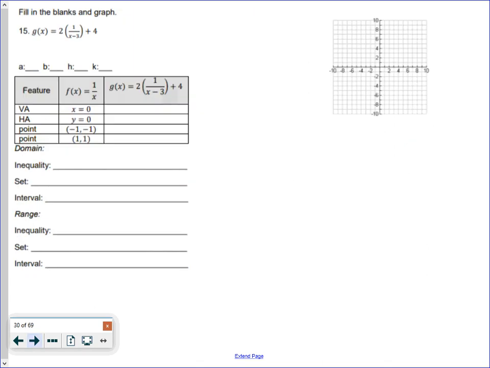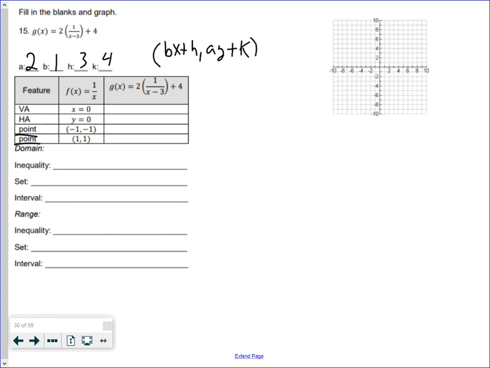All right, let's keep on going. 15, fill in the blanks and graph. We have g of x equals 2 times 1 over x minus 3 plus 4. So our a we see is 2, our b is 1, our h is 3, and our k is 4. And remember our transformation rule, it's (x/b plus h, ay plus k). And that's how we're going to figure out our 2 new points right here.